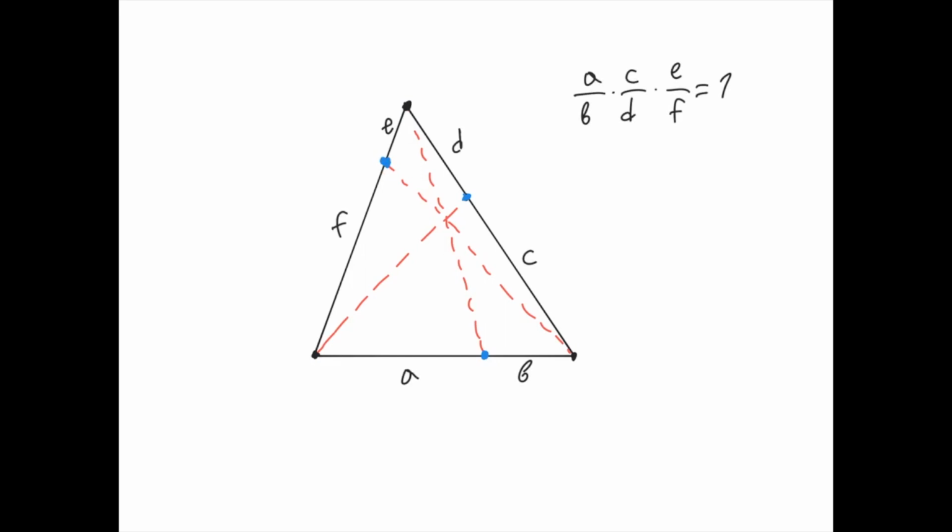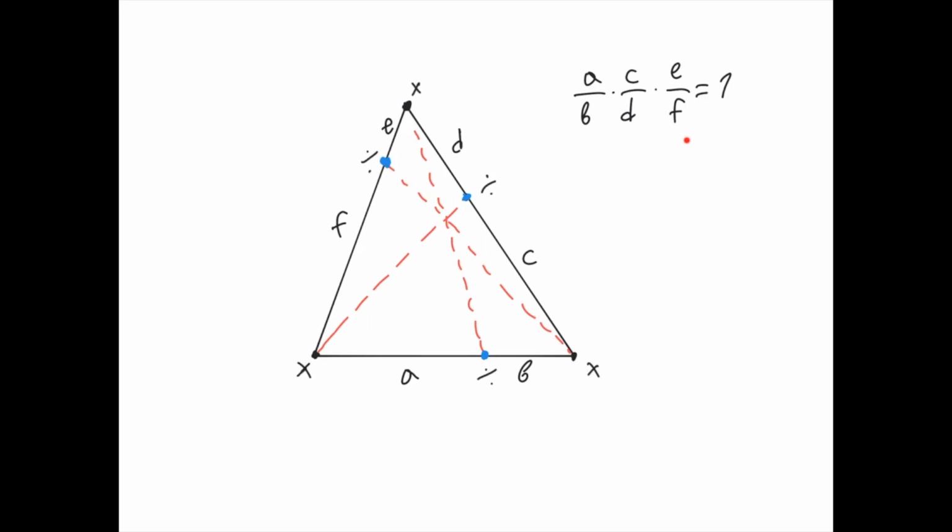Ceva's theorem gives us an answer to these questions. Let me label this length as A, this B, this C, this D, this E, and this F. Then Ceva's theorem tells us that A divided by B times C divided by D times E divided by F equals 1, if and only if these 3 lines intersect at one point.